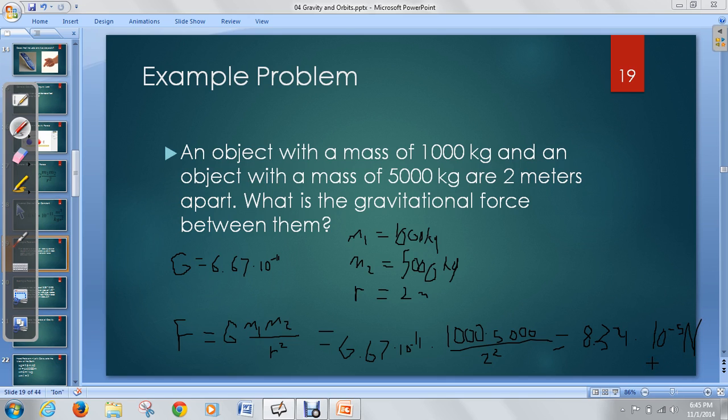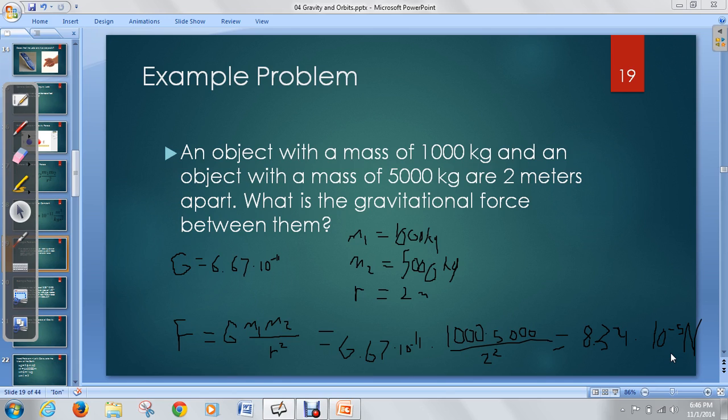All right, and again, make sure you do that in your calculator correctly. There's a lot of places to make a mistake, but if I did this right, you get 8.34 times 10 to the negative 5th newtons. Okay, so 10 to the negative 5th newtons is still really small, right? That's a few millionths of a newton. Okay, a few millionths of a newton.